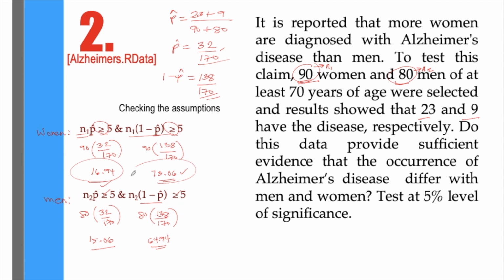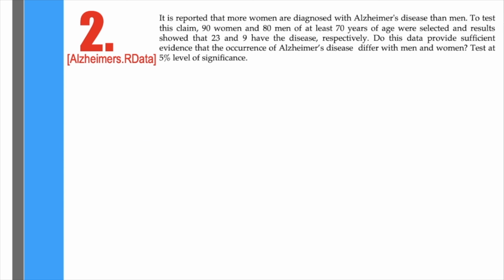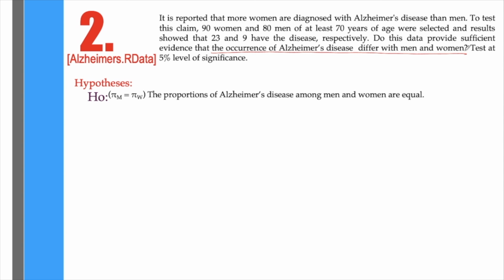And since all of these values exceed 5, that indicates that we may make use of the z-test for two proportions. And since this problem is asking if the data provides sufficient evidence that the occurrence of Alzheimer's disease differs between men and women, then our null hypothesis is that the proportions of Alzheimer's disease among men and women are equal, which indicates that the occurrence of Alzheimer's disease does not differ between men and women.